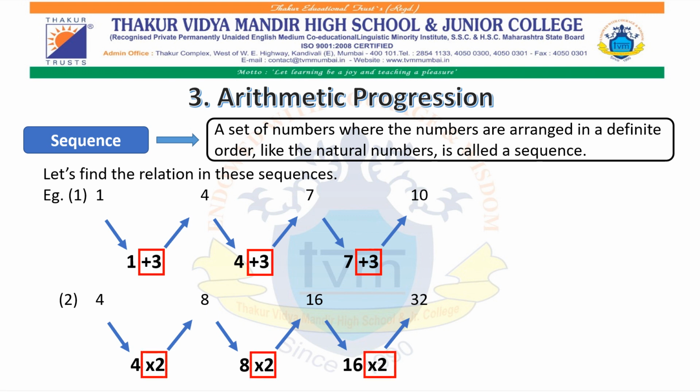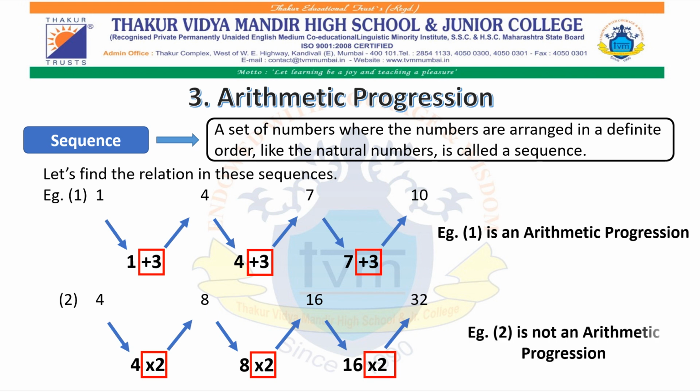They had multiplied the previous term by a constant value for getting the next term. Now the difference between both the examples is that in the first example they added the same number for getting the next term, and in the second example they multiplied with a constant value for getting the next term. Here in the first example, where they are adding a number for getting the next term, it is called an AP. Therefore we can say example number 1 is an AP, but example number 2 is not an AP.